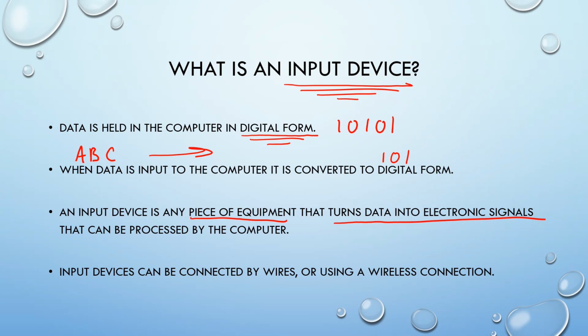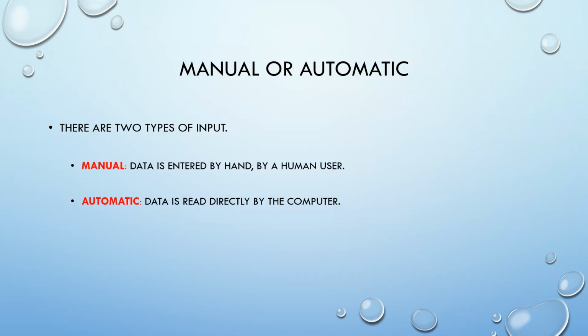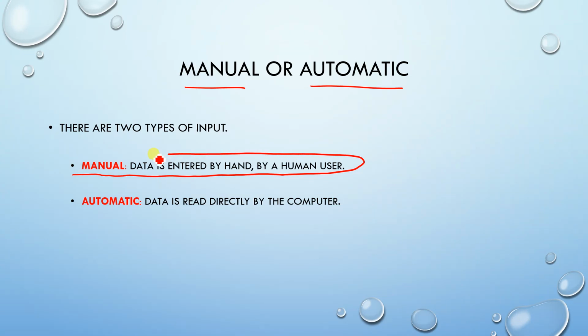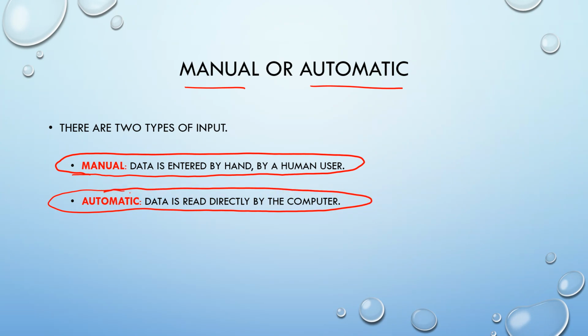We need it to do this because we're not going to sit there writing ones and zeros when we just want to write A, B, or C. So they are very, very important, even though we do tend to take them for granted. They can be wireless or wired, it doesn't matter which type. They can also be manual or automatic, which is pretty much exactly what it sounds like. A manual input device is where the user has to do it by hand, and an automatic input device is where the computer does it for you.